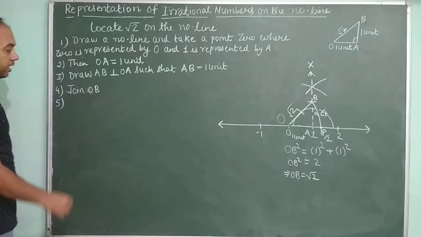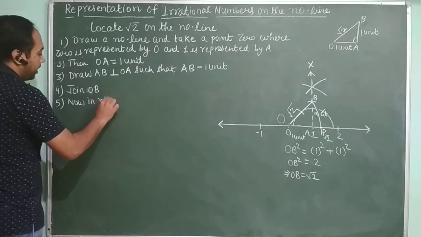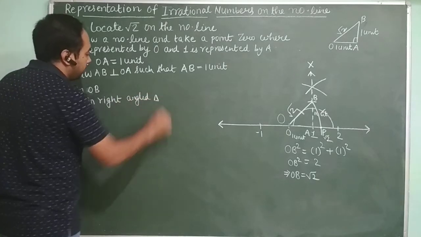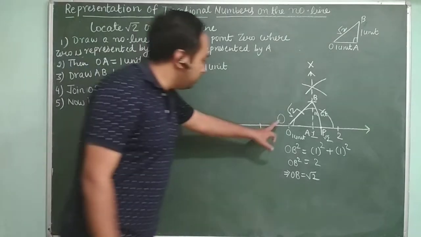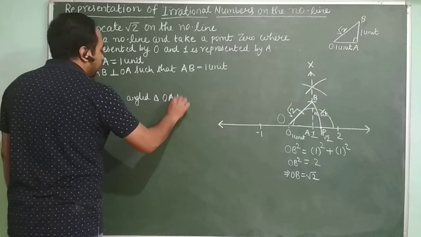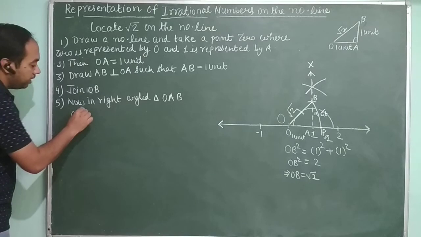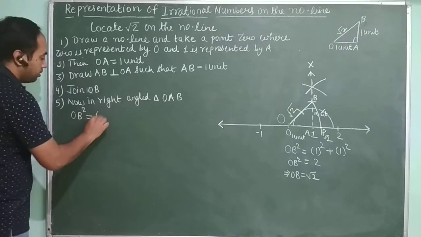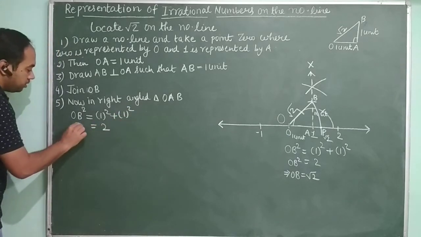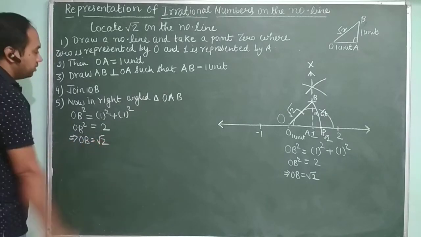What is the name of this right angle triangle? OAB. Now apply the Pythagoras theorem. What is the hypotenuse? OB. So write OB square is equal to 1 square plus 1 square, and this will give you 2. OB square is equal to 2. This implies OB is equal to how much? Under root 2.